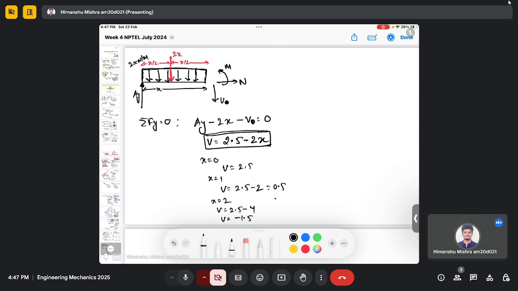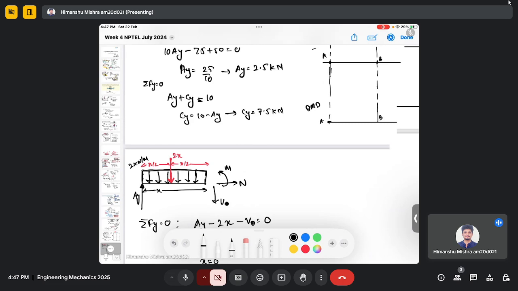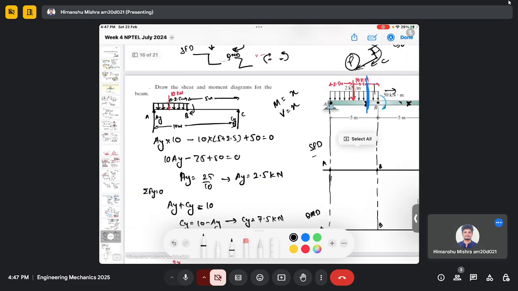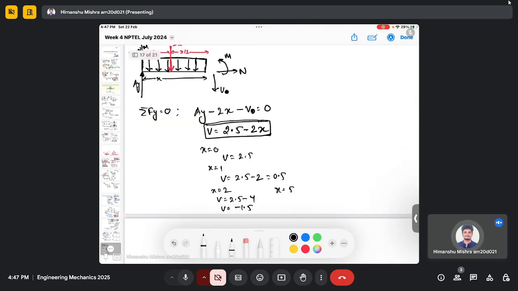And at x equals 5, that means at the end of this distributed load, it will be 2.5 minus 2 multiplied by 5, so it will be 2.5 minus 10, so it will be minus 7.5. So you can see that if you have a uniform distributed load, your shear force varies linearly with x.